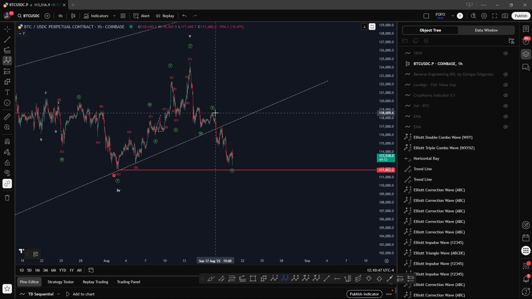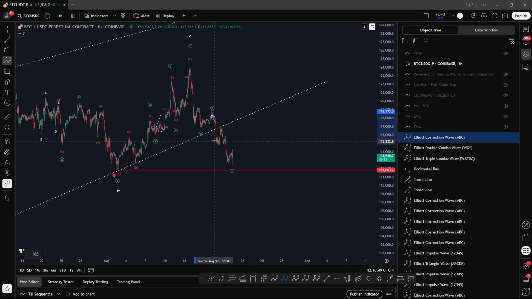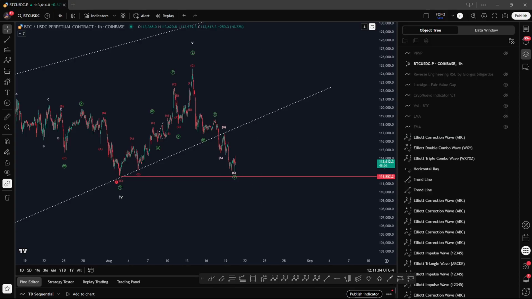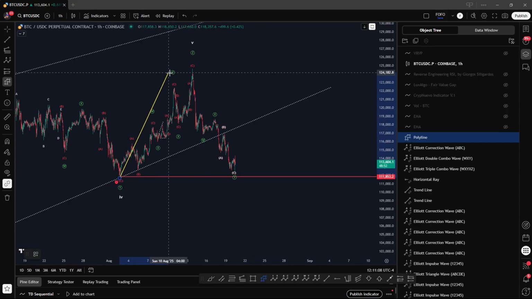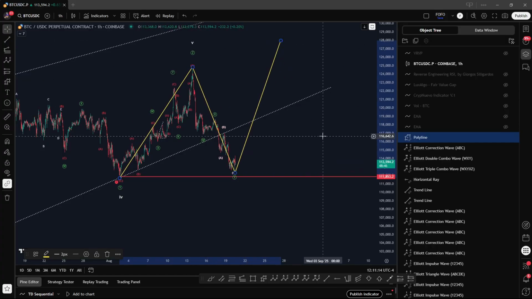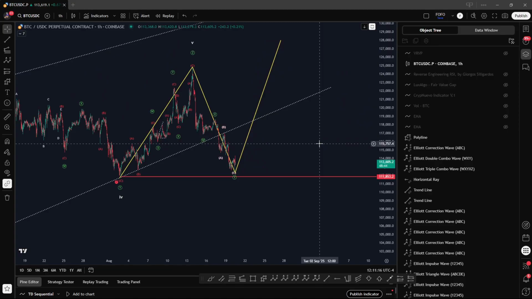If I took an even smaller thing, you see that? 1, 2, 3, 4, 5. A, B, 1, 2, 3, 4, and 5. Boom. C. And now it's started up. That's a potential labeling if this were 5, the 5 waves labeling instead of the W, X, Y, Z. So 5, 3, 5. That would be the way to count it.